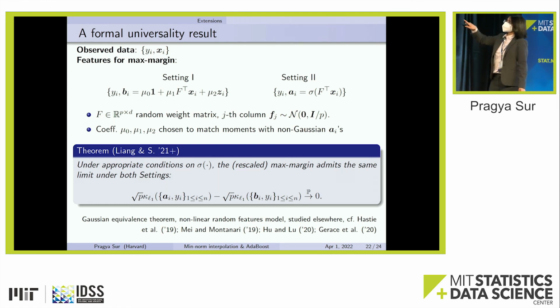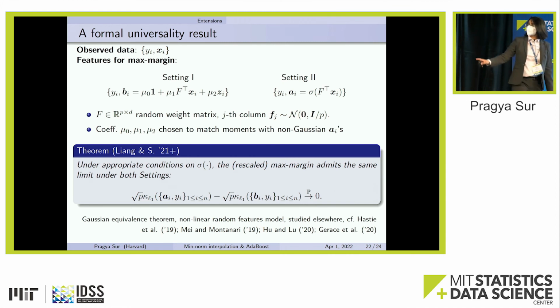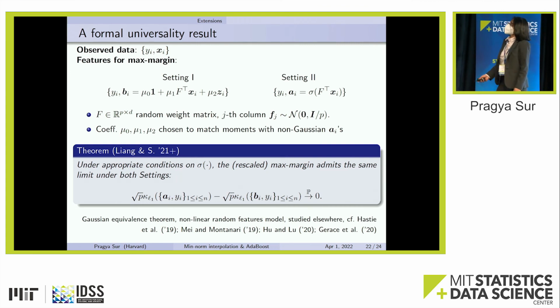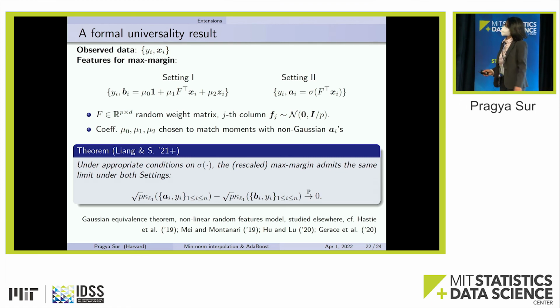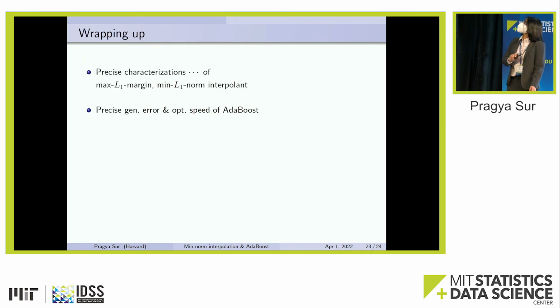This result is also known as the Gaussian equivalence theorem. Setting 2 is known as the nonlinear random features model in the machine learning literature. It was used as a conjecture in Hastie et al. and Mei and Montanari, then proved in Hu and Lu, and it's been proved by others in various settings. We are able to do this in the context of these max-min L1 margins. So that's hopeful: there are instantiations where Gaussian really helps, and then you can go to non-Gaussian by proving a universality result. But of course, there are questions that are not fully answered yet.